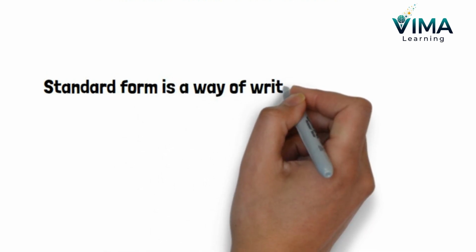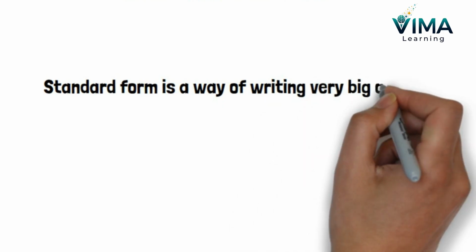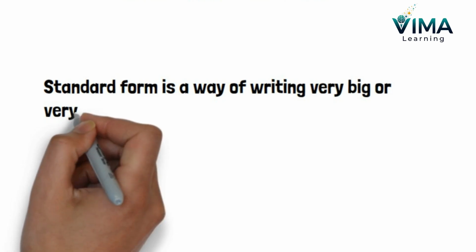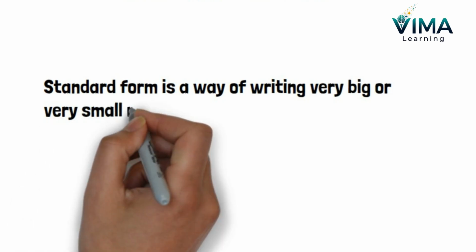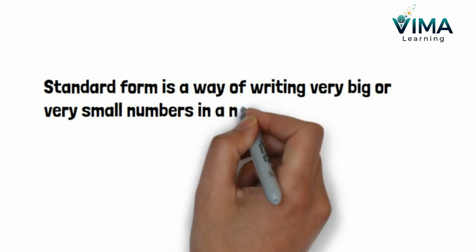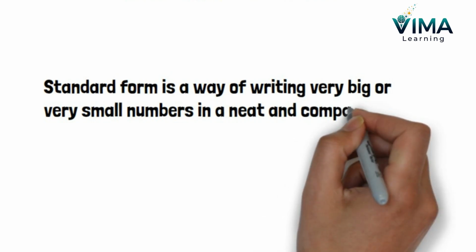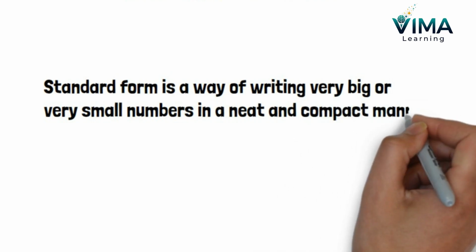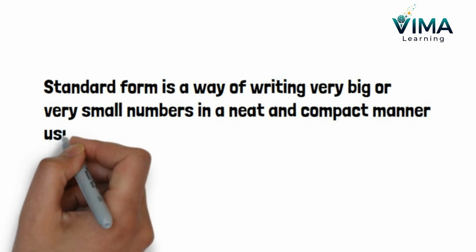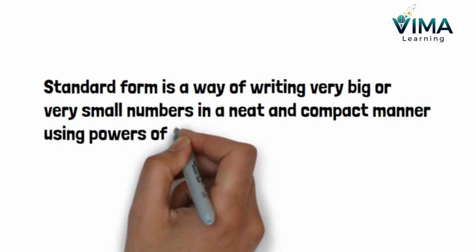So let's say, for instance, that the distance between the Earth and the Sun is an estimated 15 billion meters. If we were to write 15 billion on paper in figures, it's going to look a little bit messy and it's going to be very easy to miscount the number of zeros. I think that should be about 9 to 10 zeros. But using standard form, it's going to look very neat and compact because we are using powers of 10.